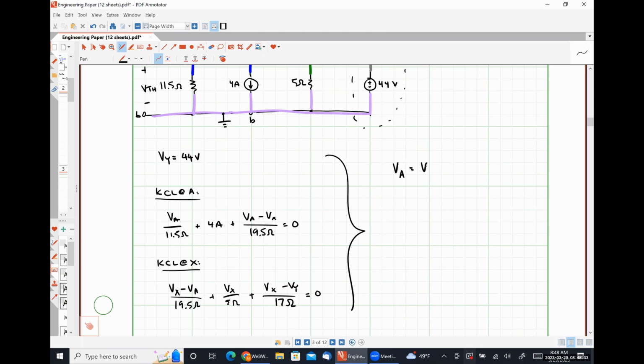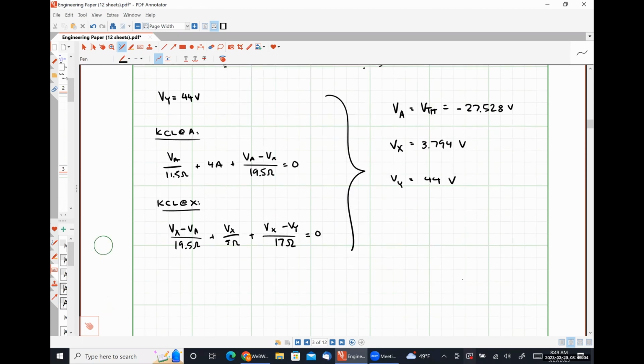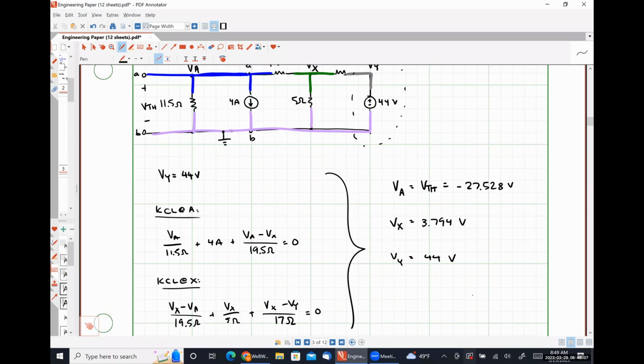VA, which is the same as VTH, is negative 27.528. VX, for what it's worth, is 3.794. And VY comes out to be 44 volts. Obviously. Anybody get these same results? Good deal. All right. So we figured out our Thevenin voltage. So let's take a crack at our Norton current.